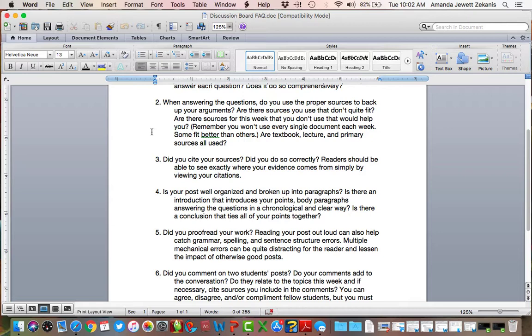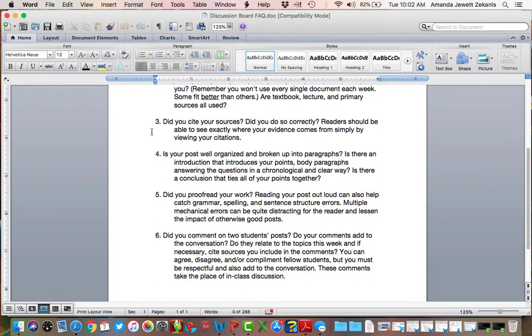So make sure you're not only using sources, but the proper sources to back up your arguments when you answer these discussion questions. Did you cite your sources? Did you do so correctly? There is a video on how to cite sources. Is your post organized and broken up into paragraphs? Remember, these are mini papers. You don't just want one full, big block paragraph of 500 words.